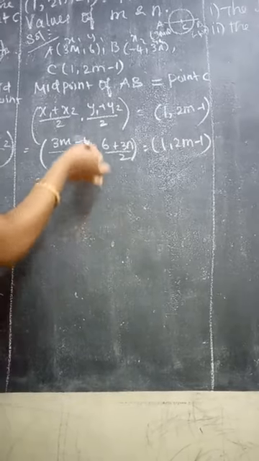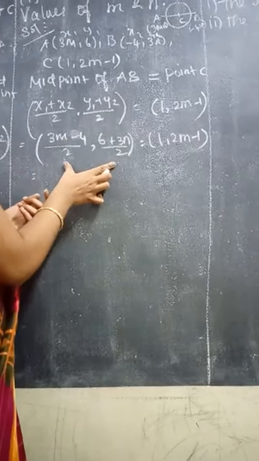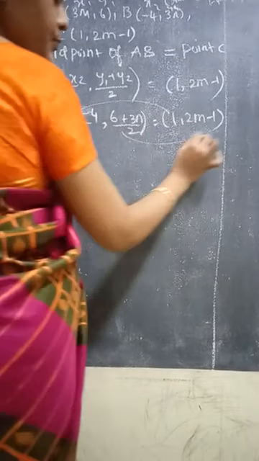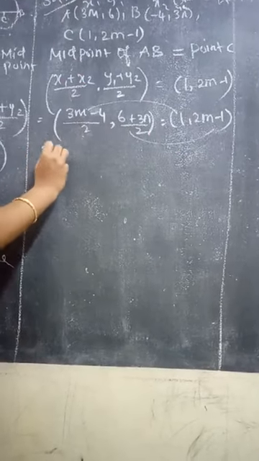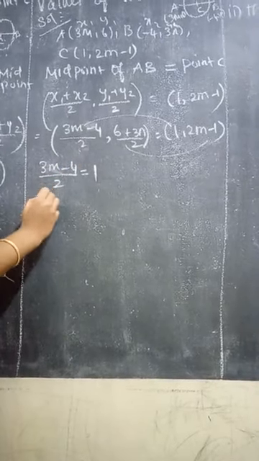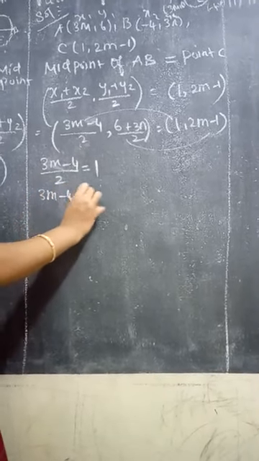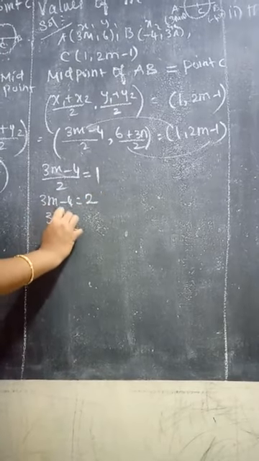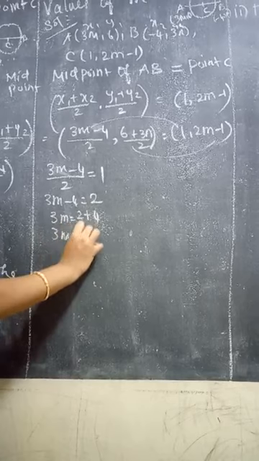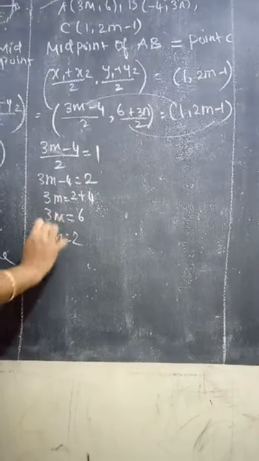Here we have 2 points, so this value equates with this point. So (3m - 4)/2 equals 1. So 3m - 4 equals 2. Next, 3m equals 2 plus 4. 3m equals 6. So m is equal to 2.